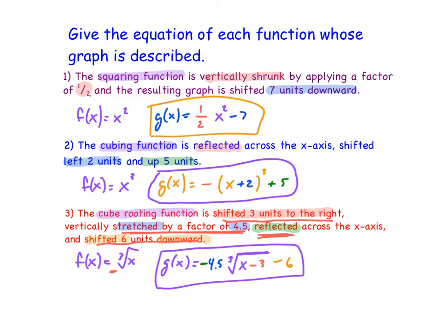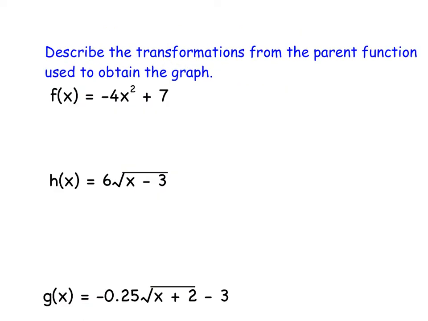And the last thing I really want to go over today is kind of the opposite of that. So if I give you a function, writing the description, remember you only need to mention things that change. So don't mention things that don't change. Like if it doesn't move left or right, then don't say it moves left or right 0. If it doesn't stretch or shrink, then don't say a stretch of 1 or something. That's a pretty common mistake.